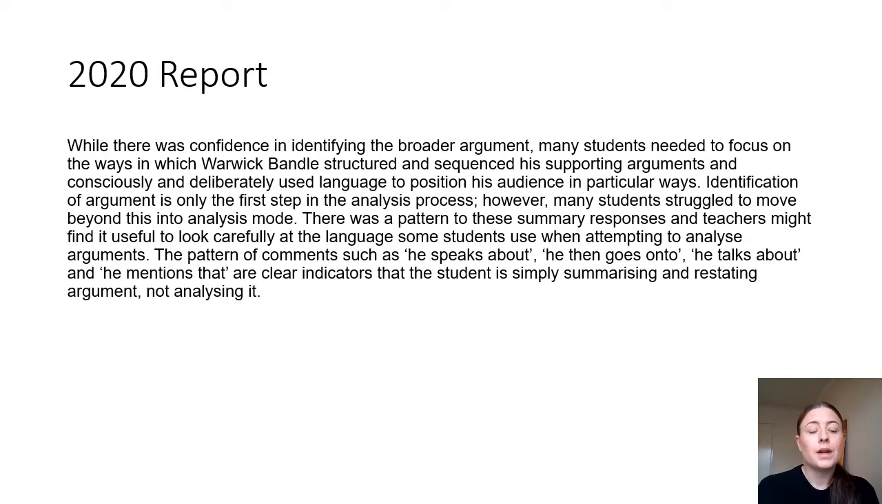So next, it told us that while there was confidence in identifying the broader argument, many students needed to focus on the ways in which Warwick Bandle structured and sequenced supporting arguments and consciously and deliberately used language to position his audience in particular ways. So what we really need to pay attention to here is they want us not to just understand what arguments were used, but how those arguments were ordered in a strategic way.